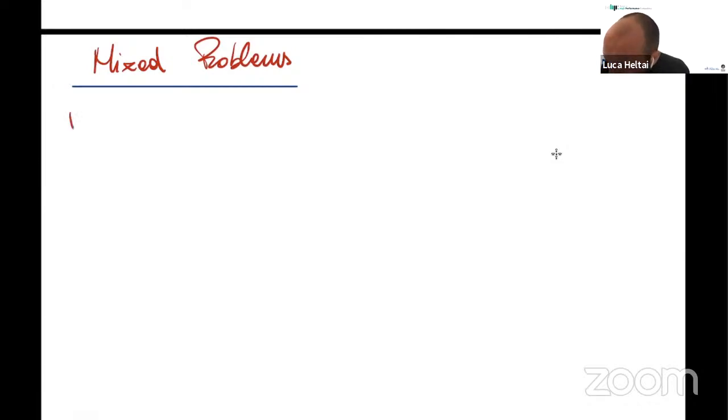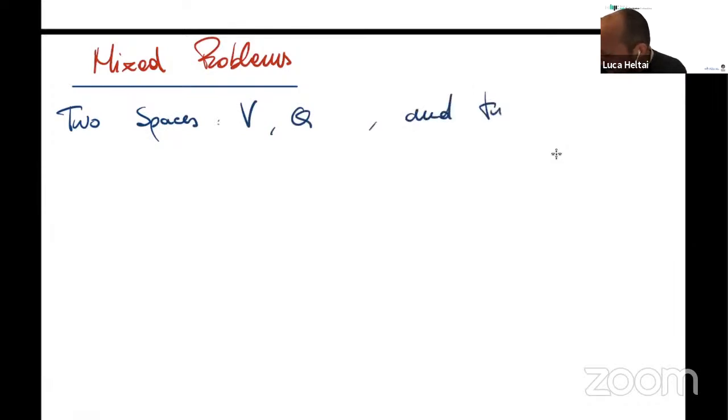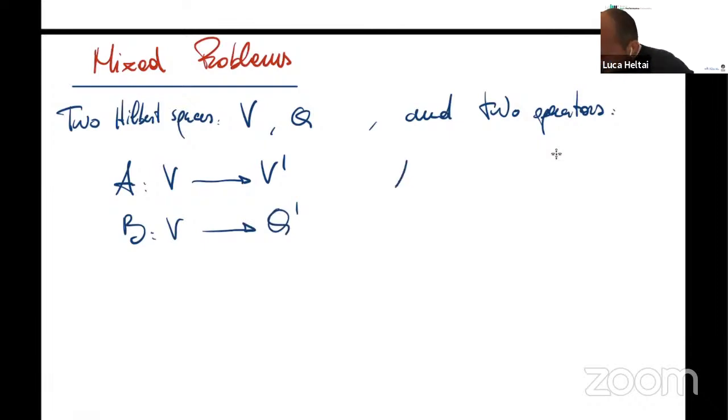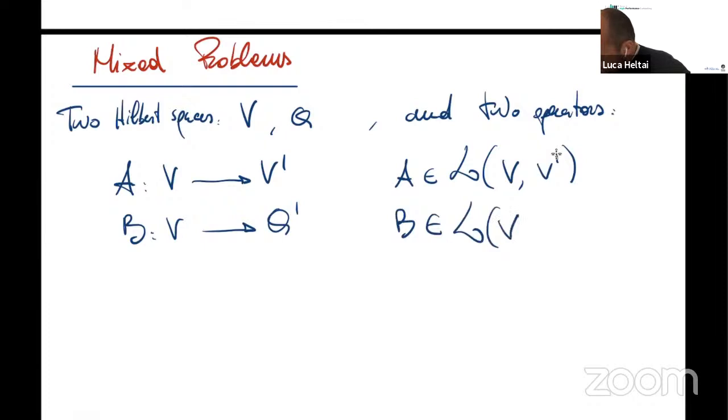So we assume you have two spaces, V and Q, and two linear operators. For what we're going to say, these spaces are Hilbert spaces. A maps V into its dual, and B maps V into the dual space of Q. So A is a linear operator between V and V prime, and B is a linear operator between V and Q prime.